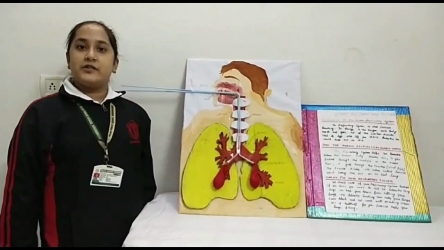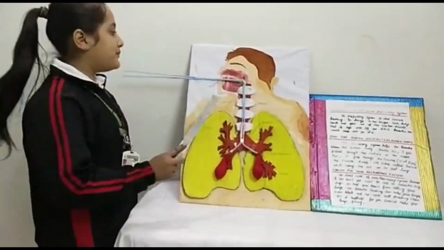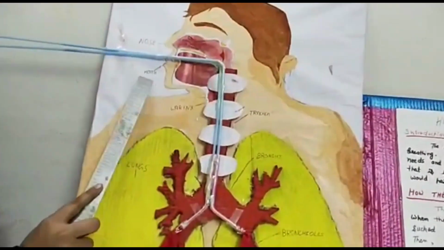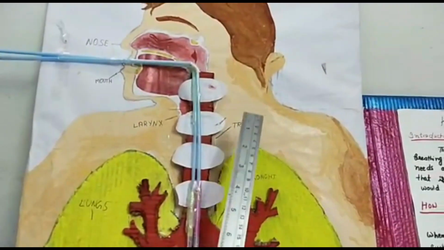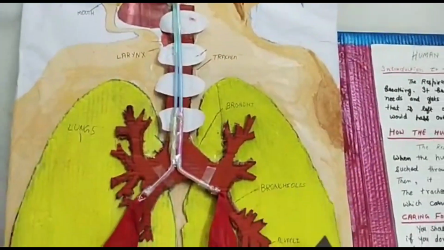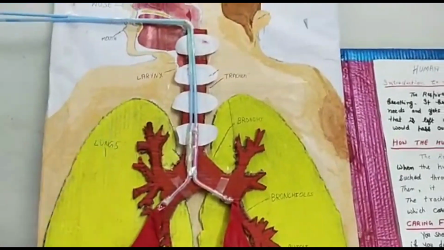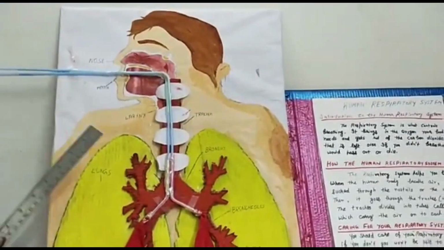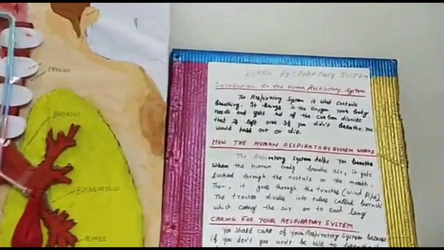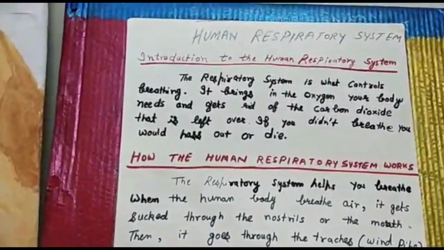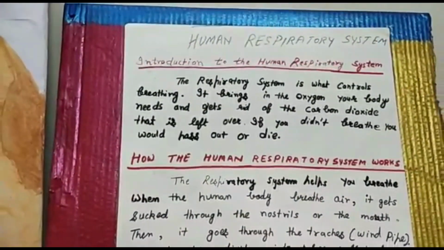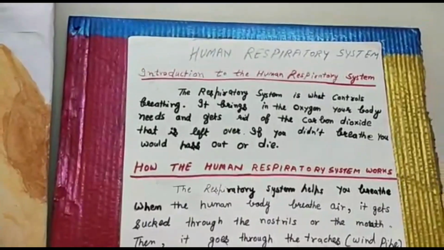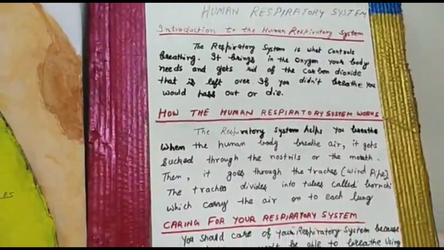Now I will introduce respiratory system parts. This is nose, mouth, larynx, trachea, bronchi, bronchioles, alveoli, lungs. The respiratory system is what controls breathing. It brings in the oxygen your body needs and gets rid of carbon dioxide that is left over. If you didn't breathe, you would pass out or die.